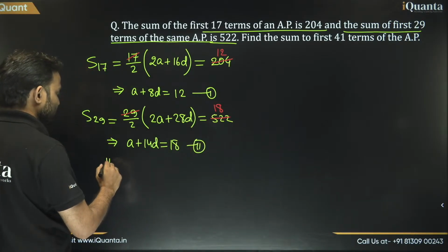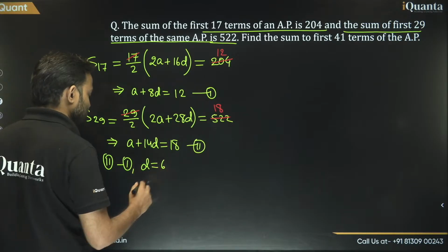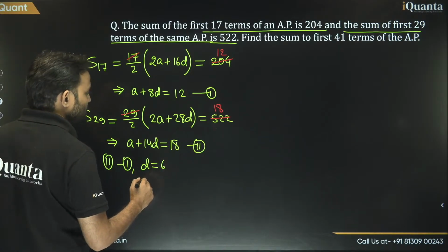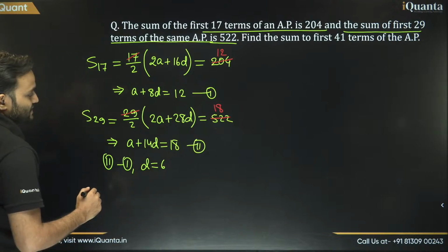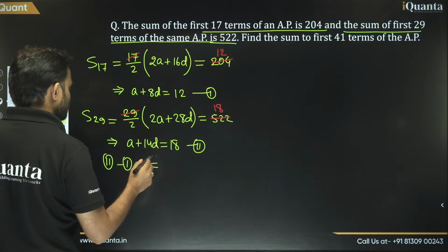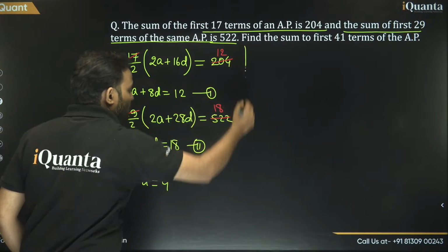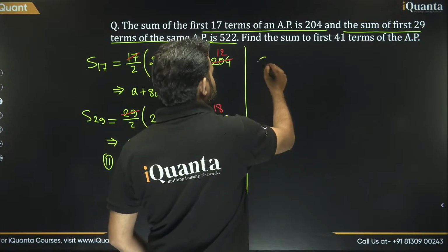Now from equation 2 minus equation 1, what can we say? D is equal to 6. And if D is equal to, wait a second, D is equal to 1, not 6. 6D is equal to 6, so D is equal to 1, then A will be equal to 4. What do we need to find? We need to find S41.